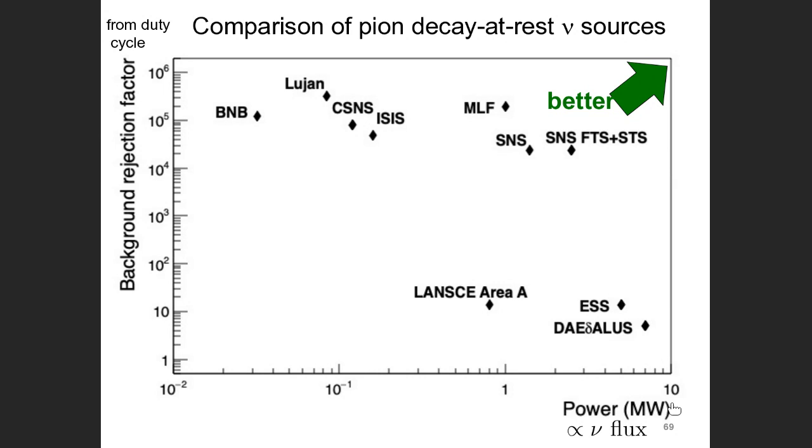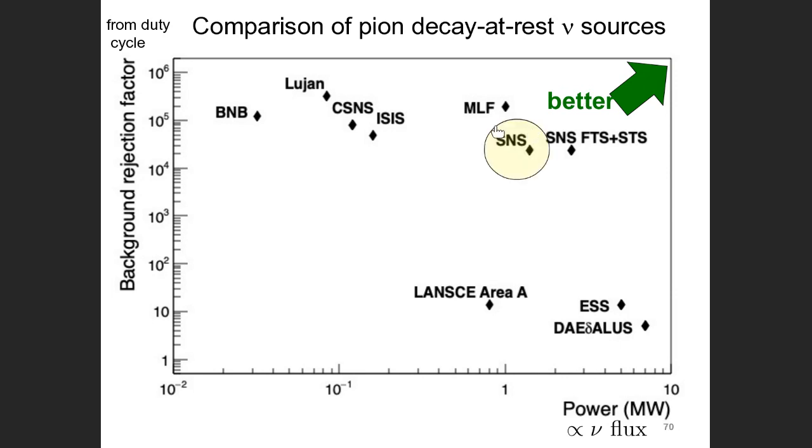And here's a figure of merit plot for different kinds of pion decay at rest sources, where this axis here is the power of the protons, which is approximately proportional to the neutrino flux. You want this to be large. You want lots of neutrinos. The y-axis is the reciprocal of the duty cycle. This is a measure of how tightly pulsed the beam is, because if the beam is in short pulses, that is very beneficial: you know when your neutrinos are coming, and you can also characterize your background by the off-beam counts. So you want to be in this upper right-hand corner.